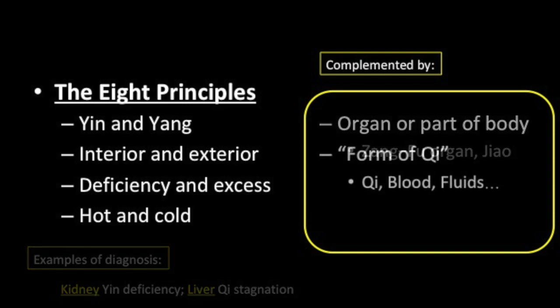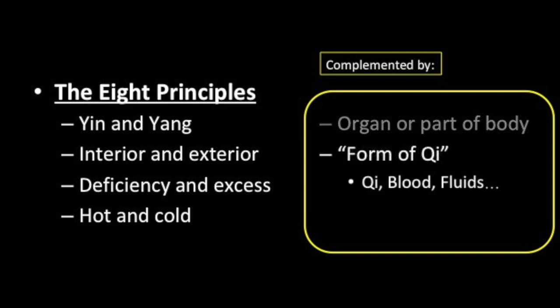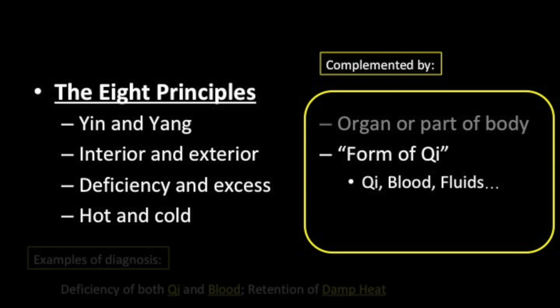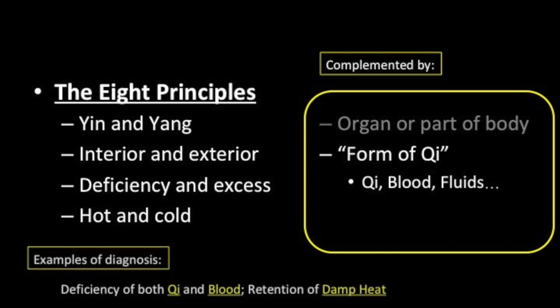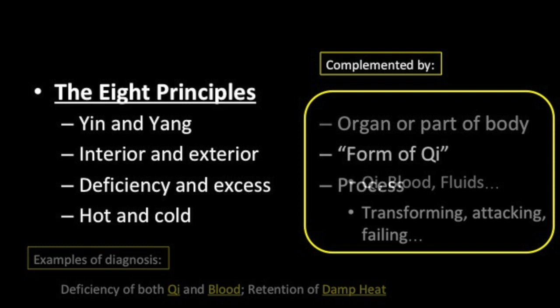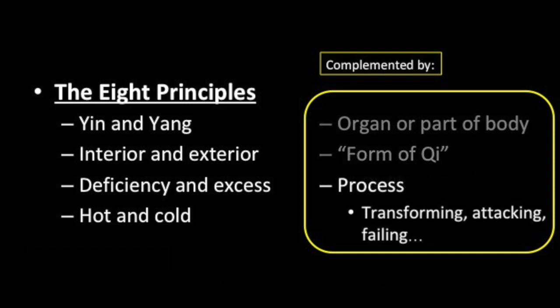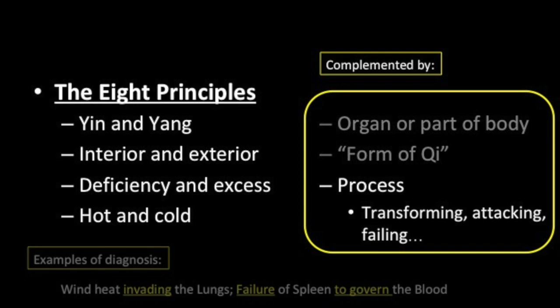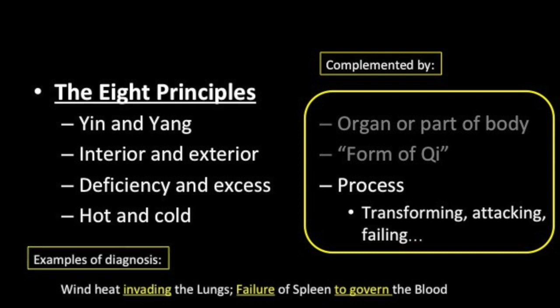An explanation will refer to what could be called a form of qi. This might be qi or blood, or a pathogenic form such as dampness. Examples could be deficiency of both qi and blood, or retention of damp heat. The diagnosis could include a verb describing the activity of various forms of qi. This can sometimes be an analogy to the activity of an army dealing with an enemy. Examples of this could be wind heat invading the lungs, or failure of the spleen to govern the blood.